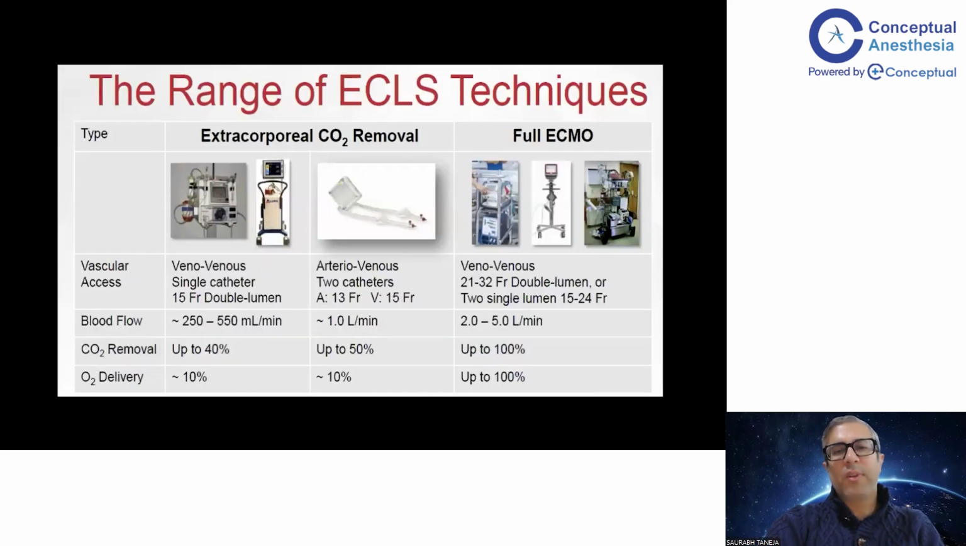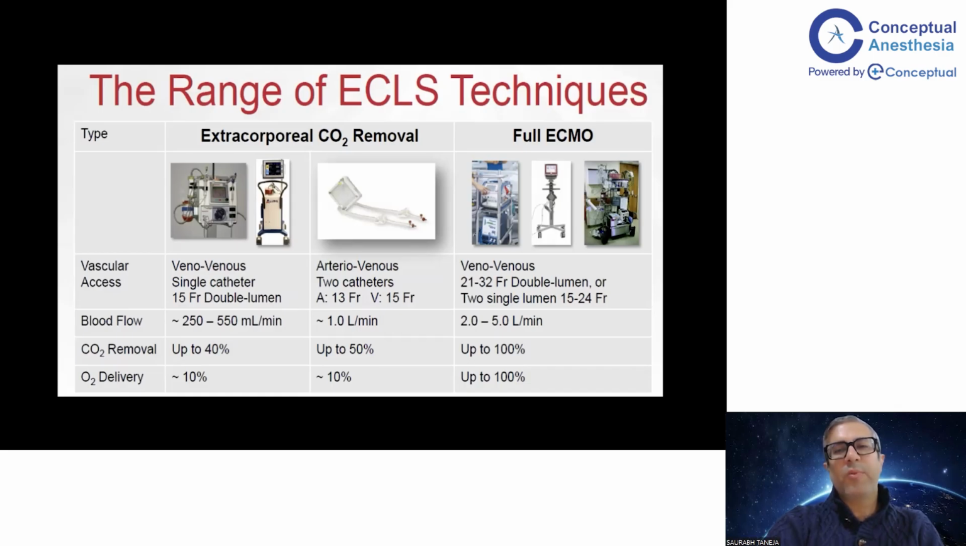Now we want to discuss extracorporeal CO2 removal. When we compare ECCO2R with full ECMO, you can see the blood flow component. In ECCO2R, blood flow is just 200 to 500 ml per minute, whereas in full ECMO the blood flow is the complete cardiac output, around 2 to 5 liters per minute. Depending on the patient, we try to mimic the full cardiac output or at least 70-80% of the cardiac output in full ECMO.